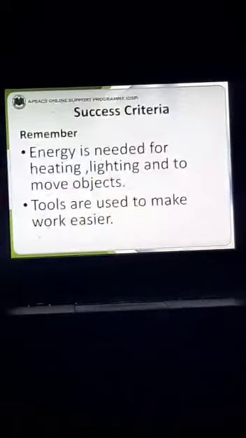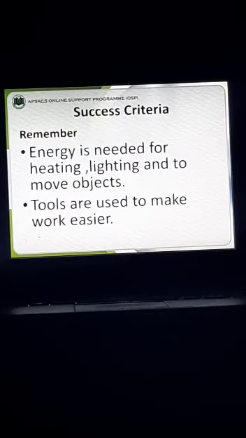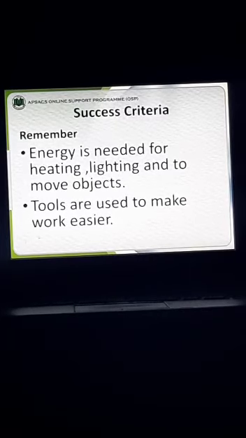Dear students, in this lesson we have discussed the energy and the sources of energy: sun, wind, water, coal, oil and gas. And we have also discussed the tools and machines that were used in the past and the tools that are used at present. I hope you understand the lesson. Success criteria is: remember, energy is needed for heating, lighting and to move objects. Tools are used to make work easier.